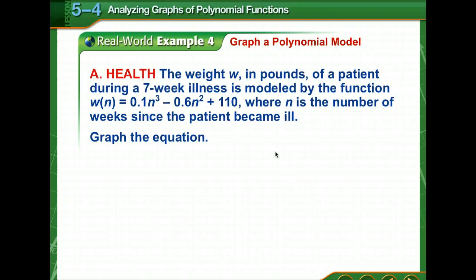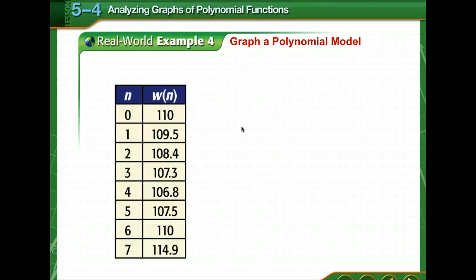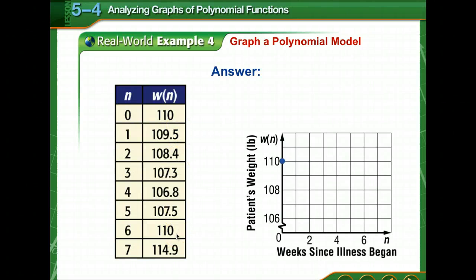Okay, the graph of a polynomial function can reveal trends in real-world data, and it is often helpful to note when the graph is increasing or decreasing. So let's use this in a real-world situation. The weight in pounds of a patient during a 7-week illness is modeled by this function, where n is the number of weeks since the patient became ill. So first of all, we need to make a table of values, and we're going to graph each of these points.